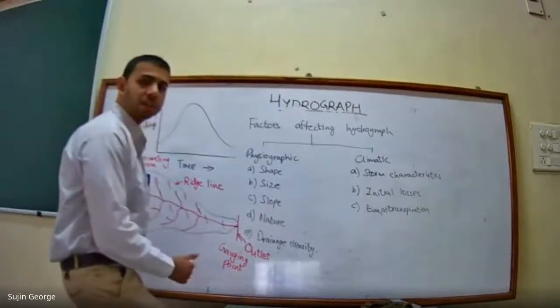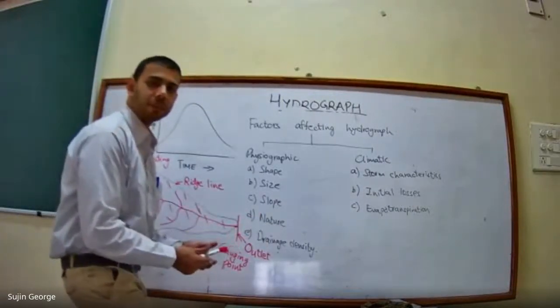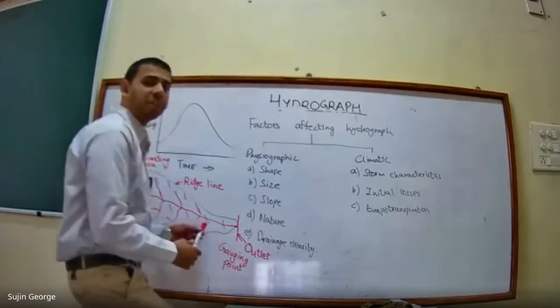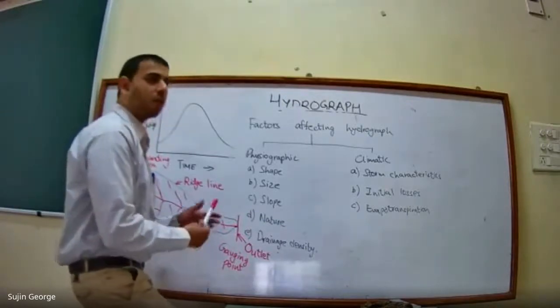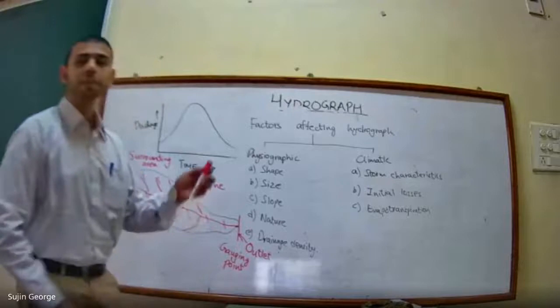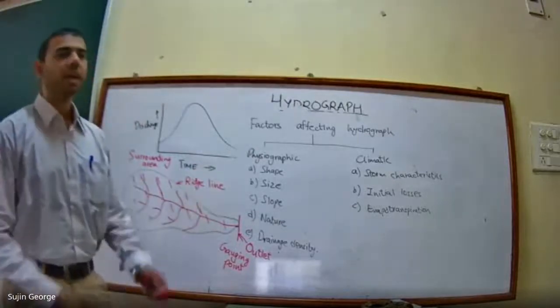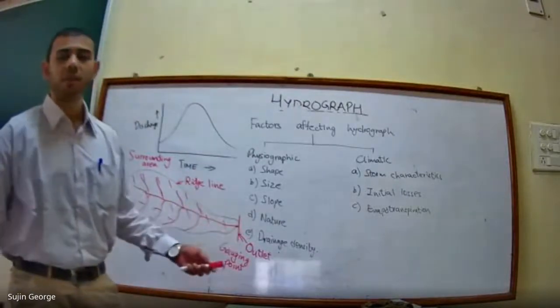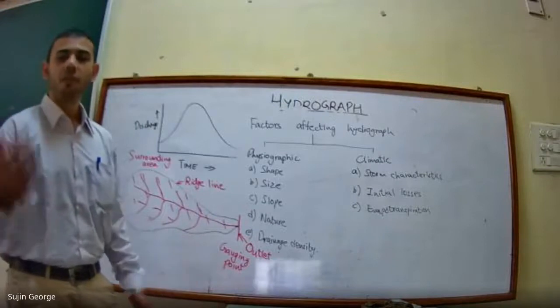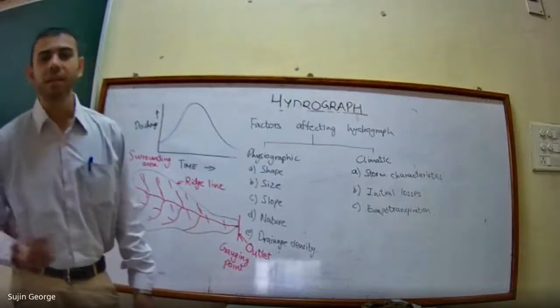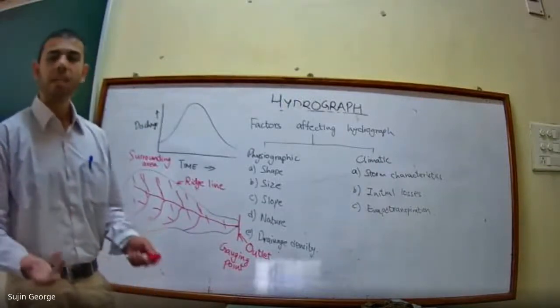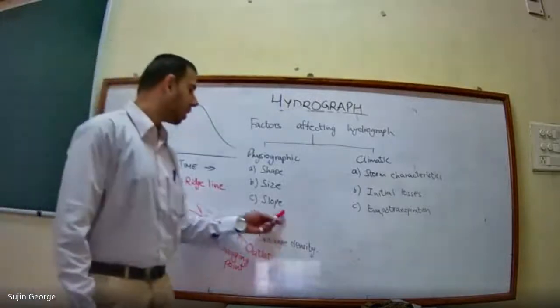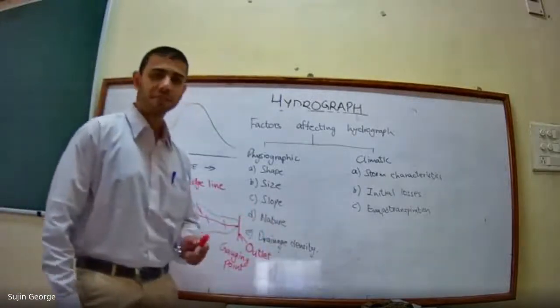Nature means the type of the catchment that is surrounded. You can say whether the catchment is formed of forest, whether it is barren land, or what is the nature of the catchment. All that can also affect the hydrograph.